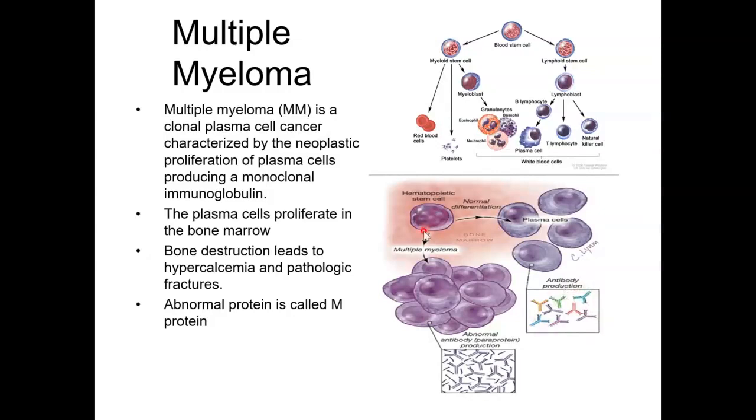Okay, so this is normal over here. This one makes this abnormal antibody, a paraprotein is what it's called, and this becomes important because these antibodies cannot fight infection. Okay, so they don't have good infection fighting abilities.